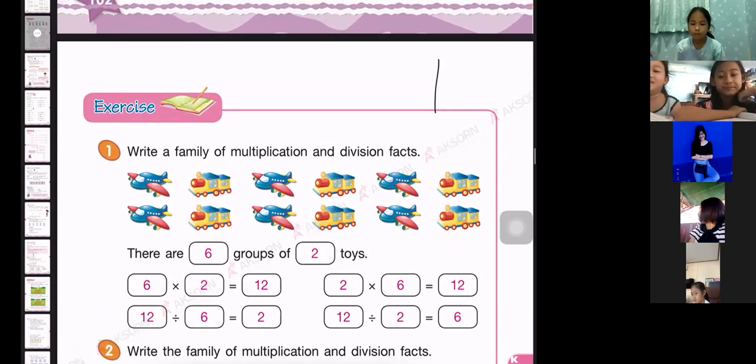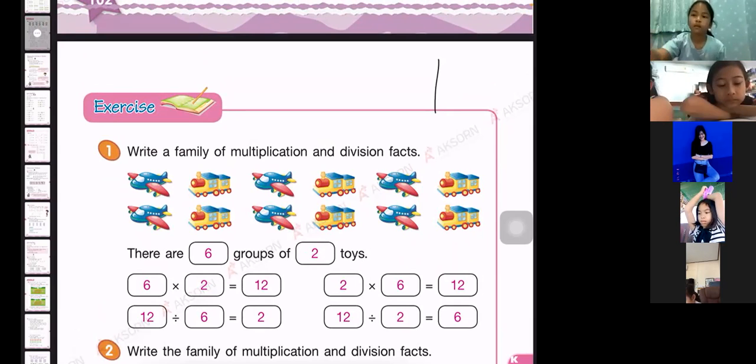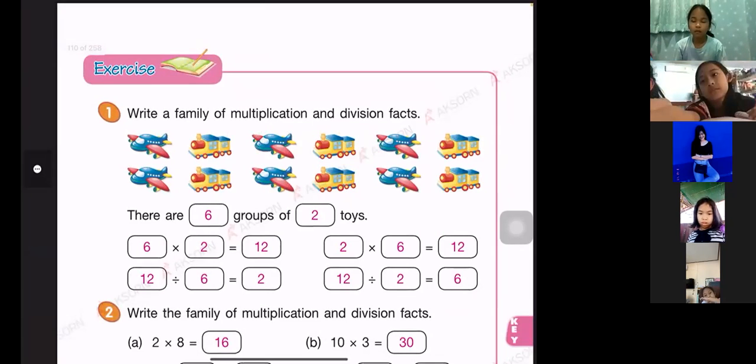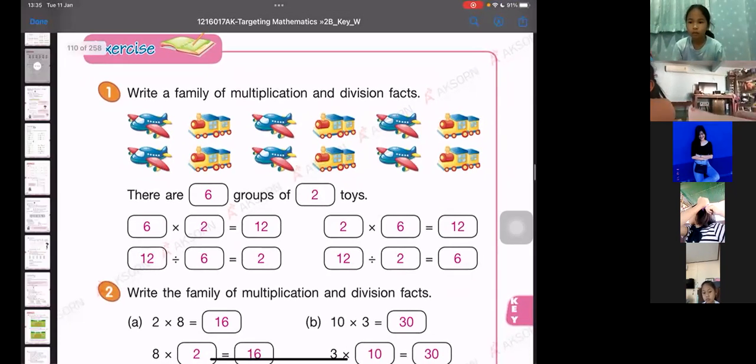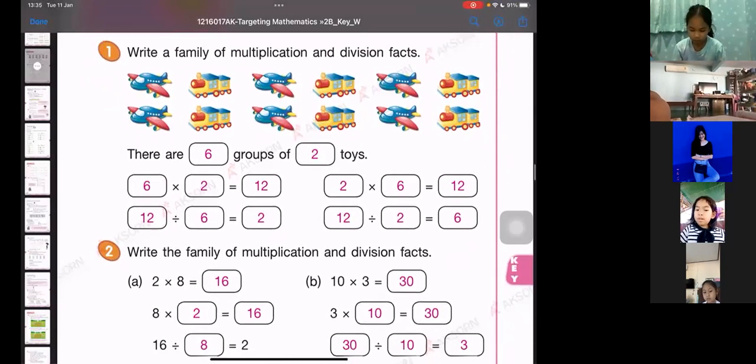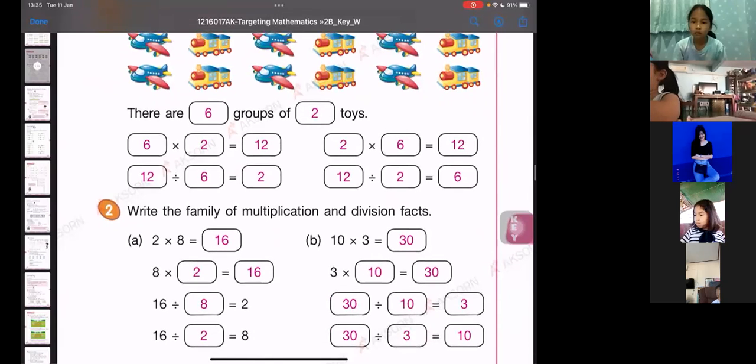I will give you 5 minutes to answer number 2. Can you answer number 2? Finish, teacher. Not yet. Okay. So can you answer number 2? So this is letter A and letter B.